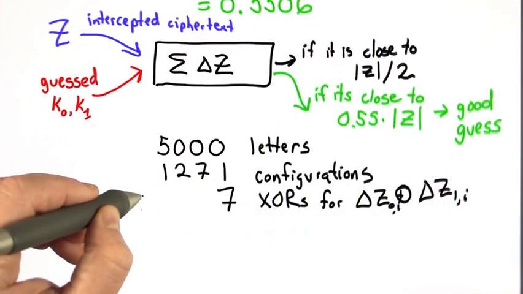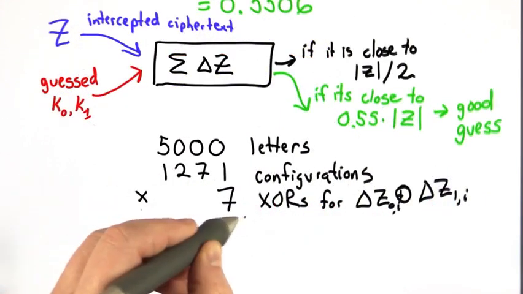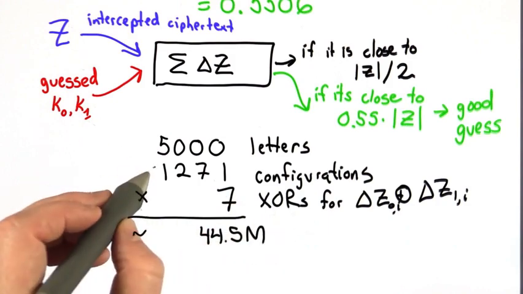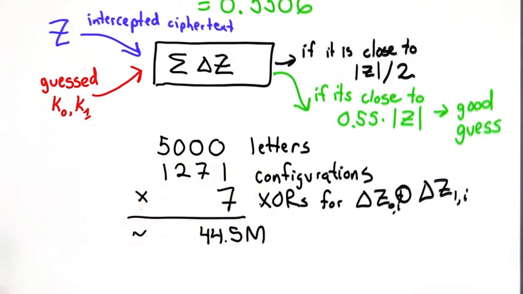So multiplying all those together, we know the total number of XORs we need to do. So we get about 44.5 million. That's the maximum number that we might need to do. If we're lucky, we might guess the right configuration right away, and we could know that that's the right configuration by getting the high number of zeros out. If we're unlucky, we might need all 1271. Normally, we should expect to need about half of that.